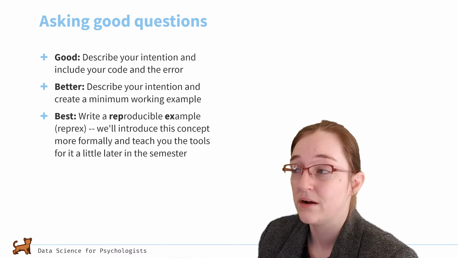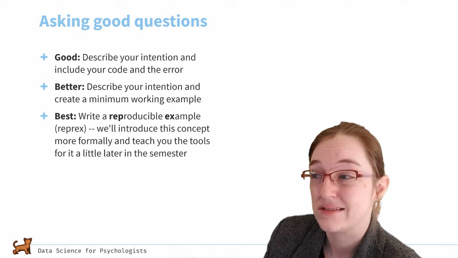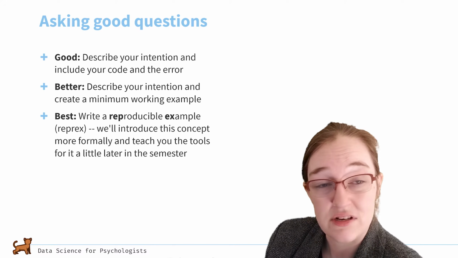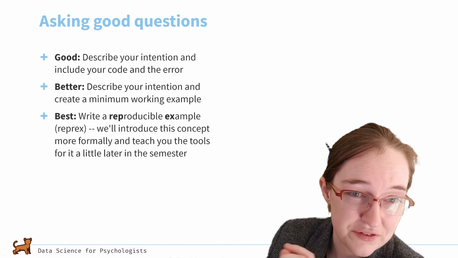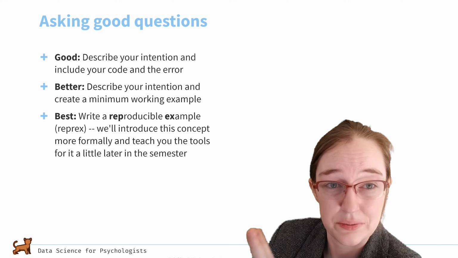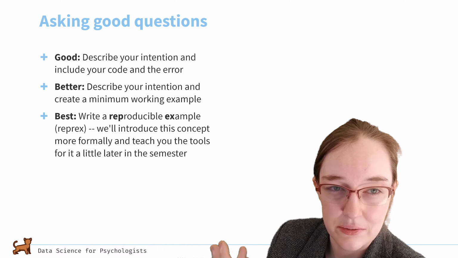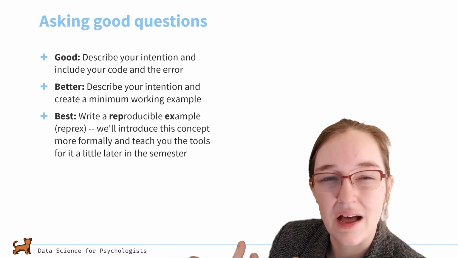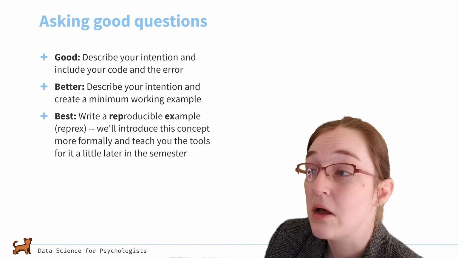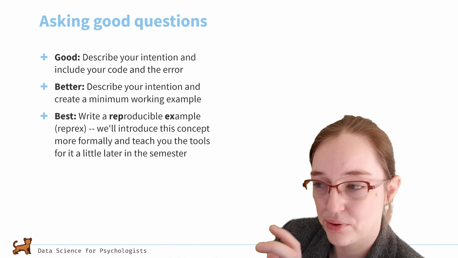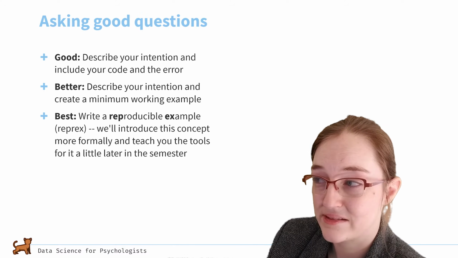I'll introduce this concept formally in a bit and teach you some more tools later in this sequence. Other good things to add are what you have tried and the results of those. Telling people what you've already done serves two purposes. One, it gives them context. It's good to know what hasn't worked, because that can help triangulate the error. But it also indicates that you've put in some effort and that you're not phoning it in.